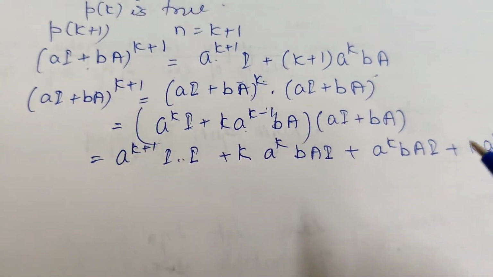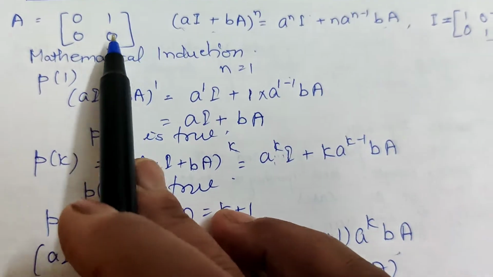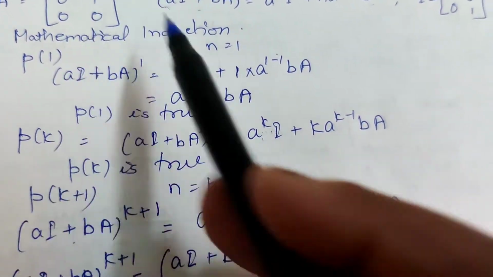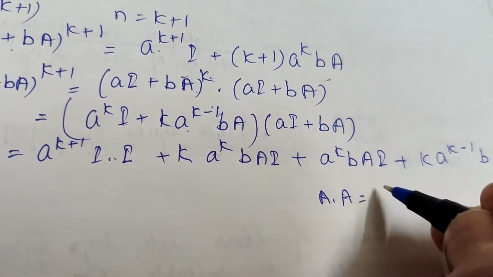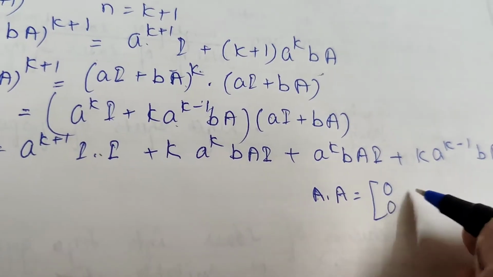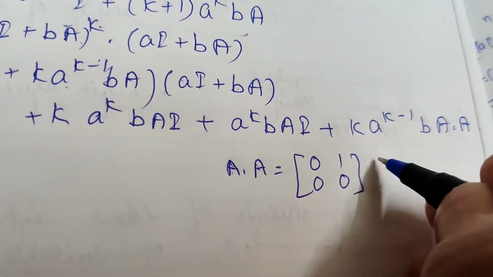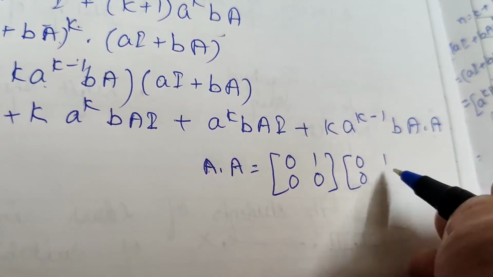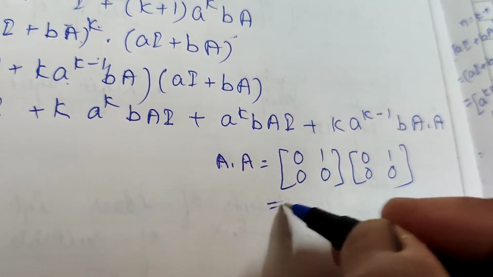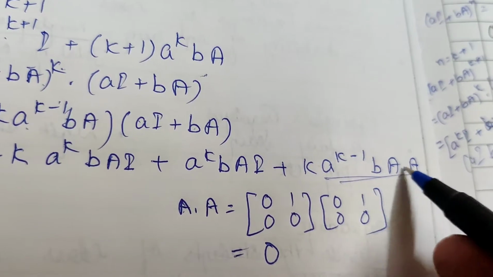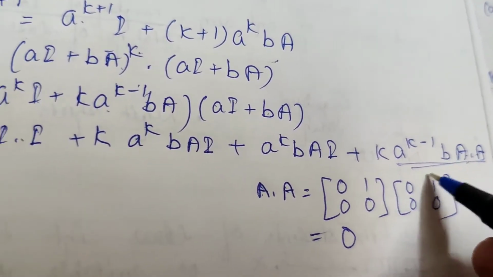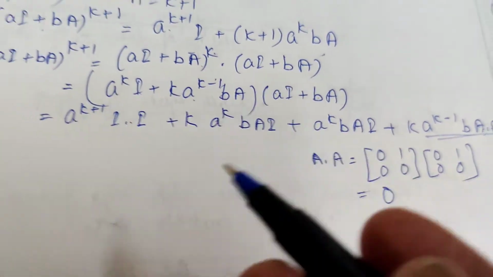Okay. We know that A is [[0, 0], [1, 0]]. So now A into A, if we multiply A into A, [[0, 0], [1, 0]] times itself, it means we will get 0. It means this term is equal to 0. A into A is 0. This term is equal to 0.